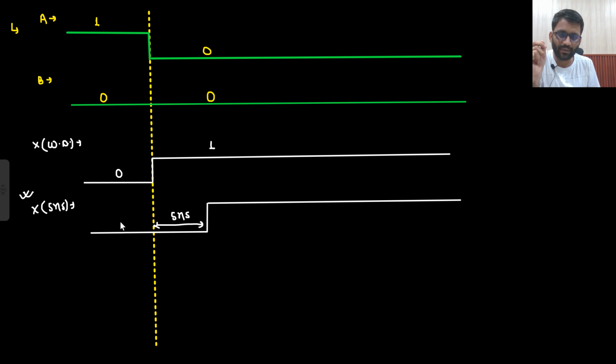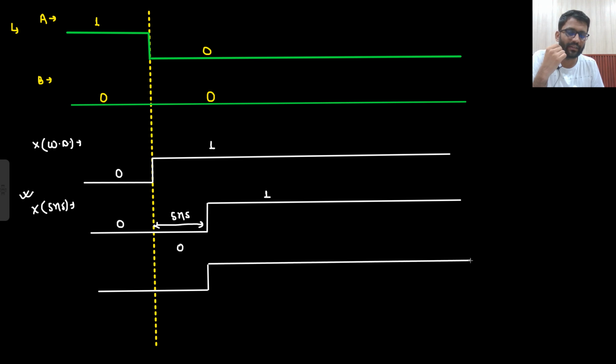This is 0. Here also it is 0, and then it is becoming 1. So till 5 nanosecond it will give me 0 only. So 0 XOR 0 is 0, and then 0 XOR 1 will be 1. This is my Y, and this window is 5 nanosecond. This is my Y without delay.